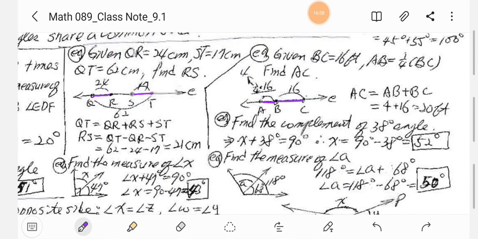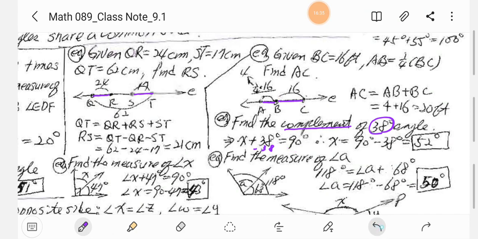Okay, and then find the complement of 38 degrees. So complement means the sum of two angles will be 90. So x plus this angle will be 90, and then minus 38 on each side. So x will be 90 minus 38, then 52. So the complement of 38 will be 52 degrees.